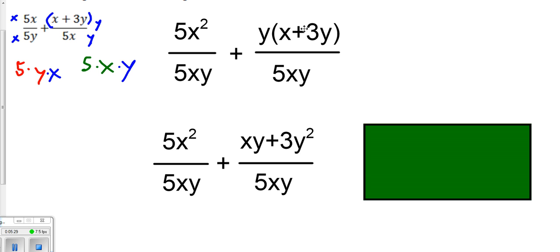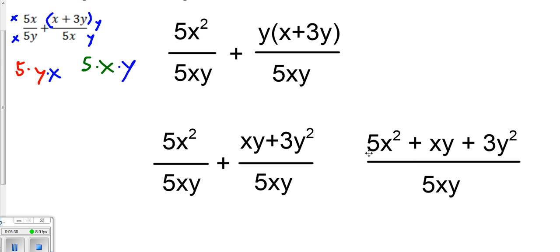We'll distribute this out real quick. Y times x is xy. Y times 3y is 3y squared. Again, they already have the common denominator, so we just plug everything together. 5x squared plus xy plus 3y squared. This whole thing would be our final answer then.